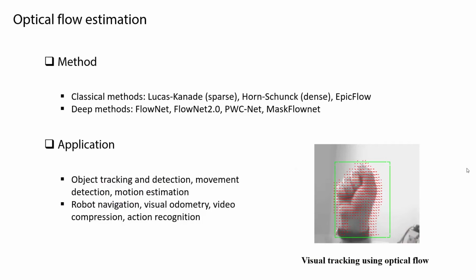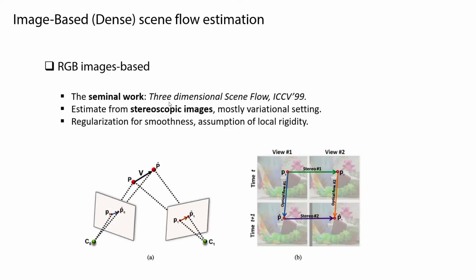The reason why optic flow attracts much research attention is that it has many applications in the real world. For example, it can be used in object tracking and detection. This figure shows how optic flow can be used for visual tracking. You can see the displacement of the whole object can be easily obtained after we estimate the optic flow within the bounding box. So that's all about optic flow.